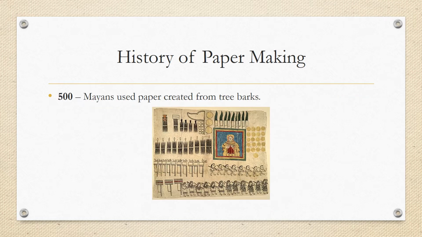Another one, in the year 500, Mayans used paper created from tree barks. Mayans flattened the inner bark of the ficus tree using a specialized textured stone tool that left a slight texture on the end paper. The paper being made is called amate or amatl.